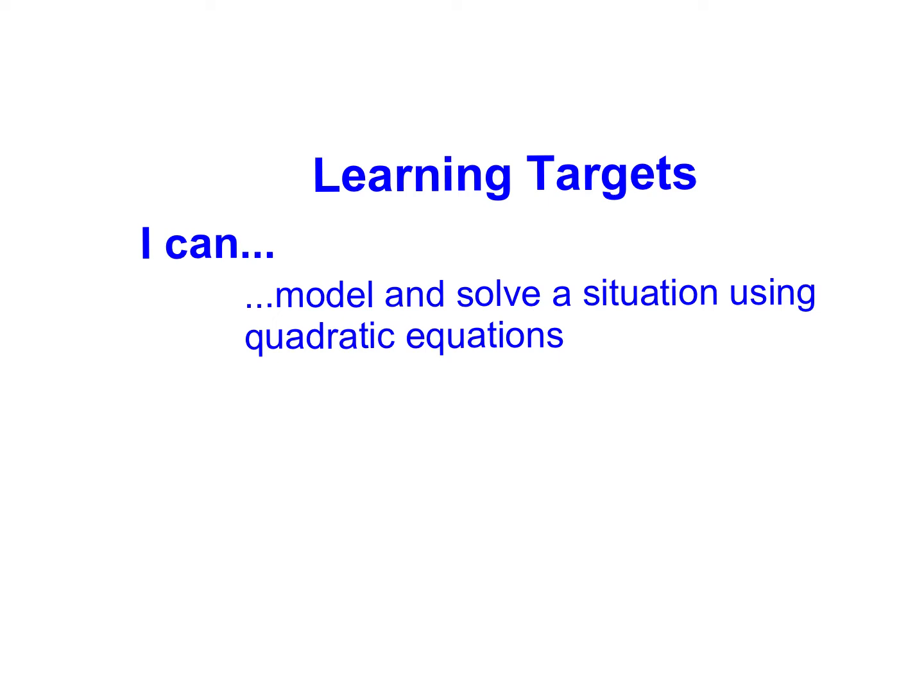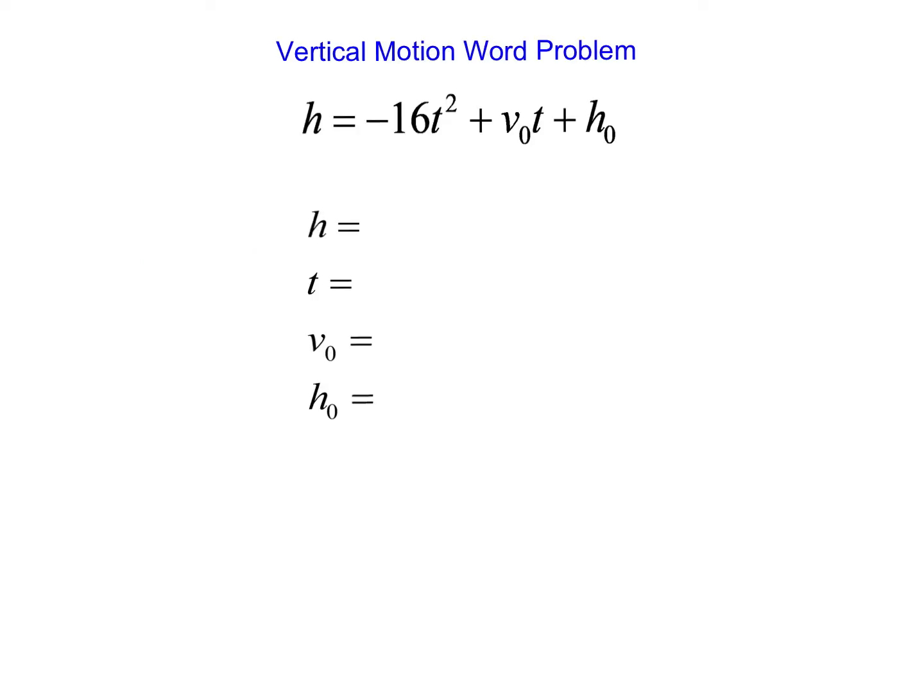In this video, we're going to model and solve situations using quadratic equations, but we're going to focus specifically on what is called vertical motion. So the equation that you see on the screen is the equation that is used for vertical motion, and each portion of this equation represents something different.